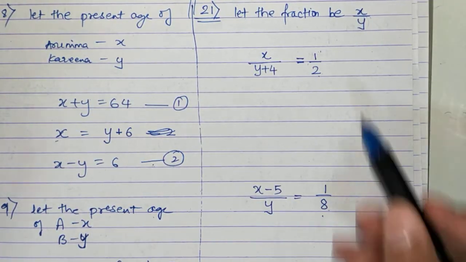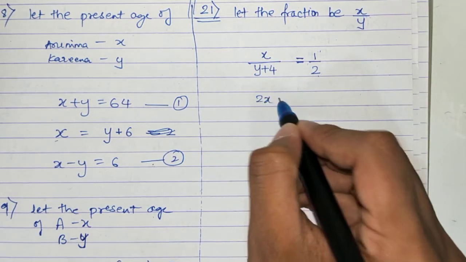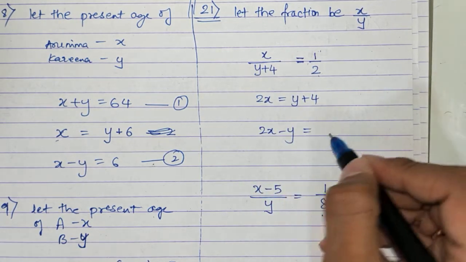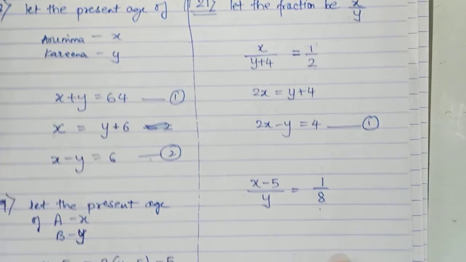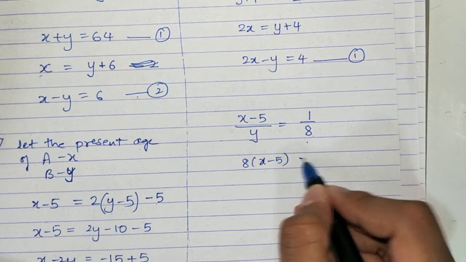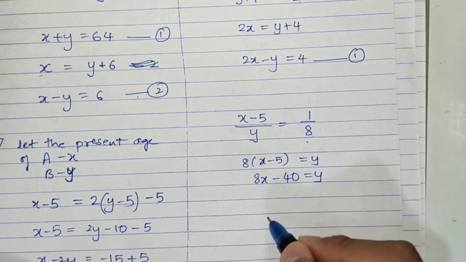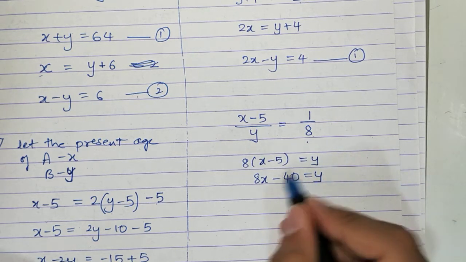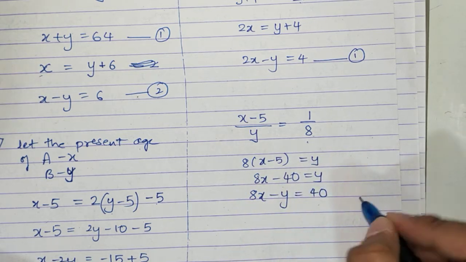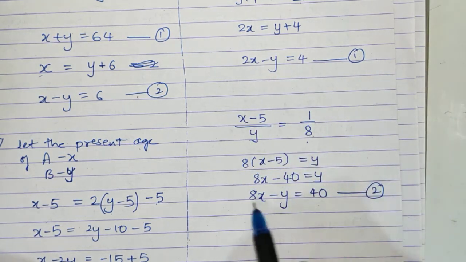Let's come back to the question. Now these were my 2 equations. Let's cross multiply and make proper equations. So 2x equals y plus 4. So y will come here: 2x minus y equals 4. That is my equation 1. And here when I cross multiply, I'll get 8 into x minus 5 equals y. So 8x minus 40 equals y. Now I will shift this y to the left hand side and minus 40 to the right hand side. So 8x minus y equals 40. This is equation 2. This is equation 1, equation 2.